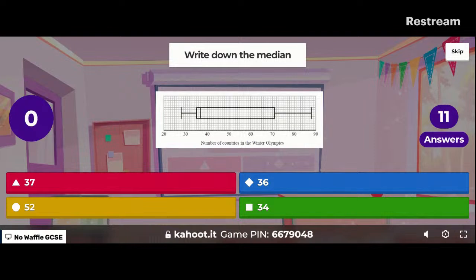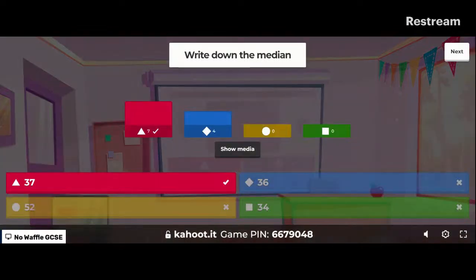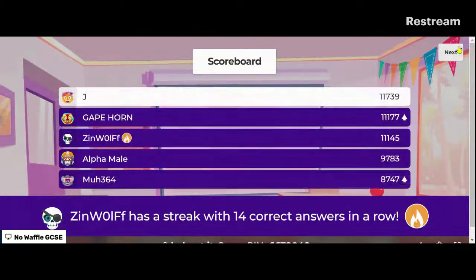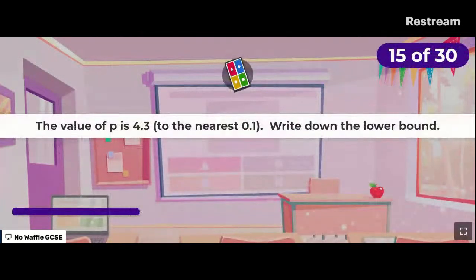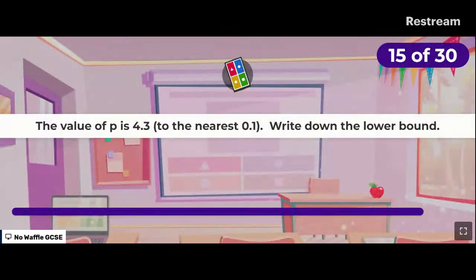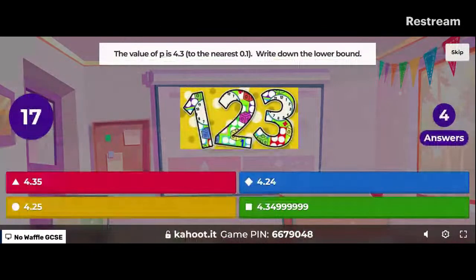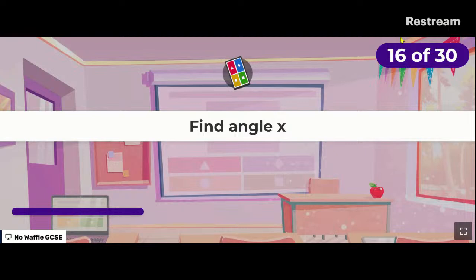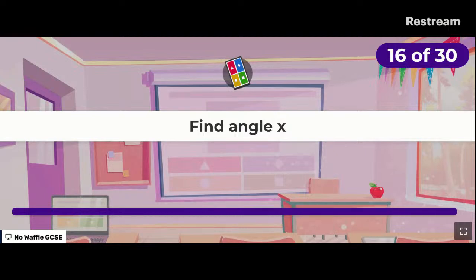This is for higher tier. There are 30 questions, so most of you guys are halfway through. Actually, no, more than half. You're like 20 in. It's probably for both tiers. I mean, I think if you're doing foundation, you're able to answer these questions. That's really good.